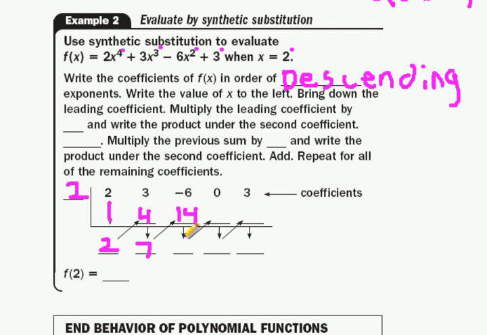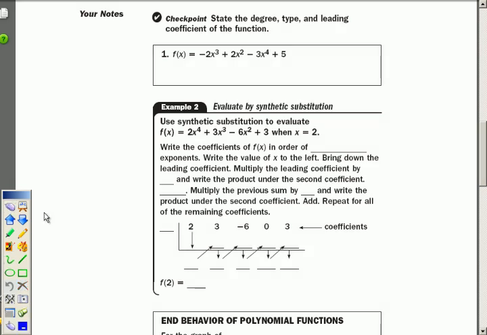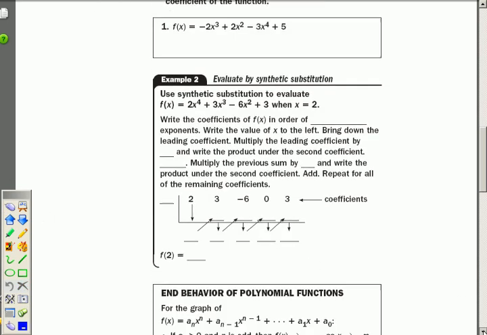I add these, and I get an 8. 2 times 8 is 16. I add those, and I get a 16. 2 times 16 is 32. 32 plus 3 is 35. I do not expect many people to utilize that. Just another skill to have. Another tool for the toolbox.